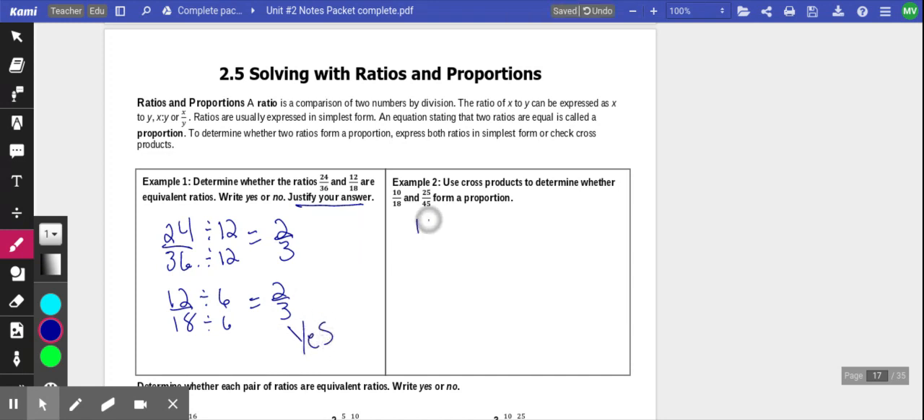On number 2, I'm going to use cross products. So I have 10 over 18 equals 25 over 45. To check that using my cross products, I'm going to multiply 18 times 25, which is 450, and 45 times 10, which is 450. So 450 is equal to 450. So the answer is yes.